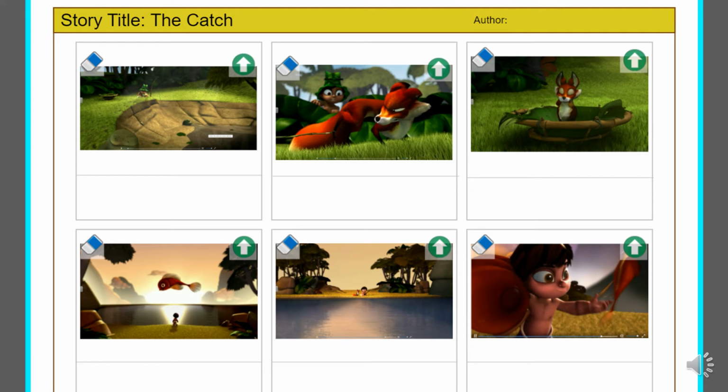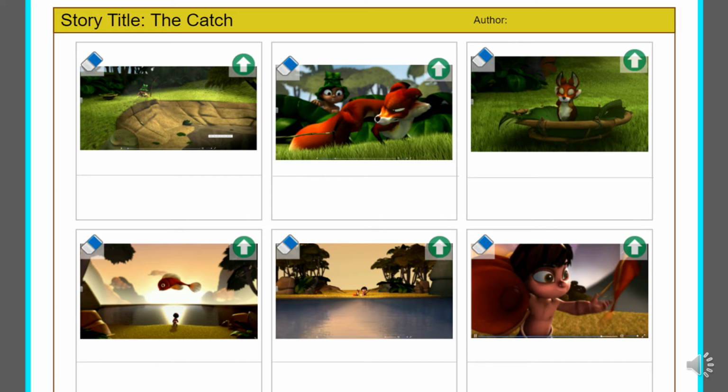On Purple Mash, this is what it'll look like. So I've separated the story into 6 different sections. So we've got the first part where he's waiting to see if he'll catch a fish. The second part where the boy sees the fox. Third part where the fox steals the fish. Then them seeing the giant fish, them trying to catch the giant fish, and then catching the giant fish.